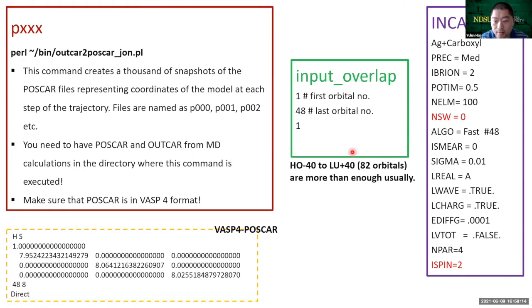Basically, typically we just use HOMO minus 40 to LUMO plus 40. So that is in total 82 orbitals. This is more than enough for the future coupling calculations. And for the INCAR, I guess we just need to add a tag, ISPIN equal to 2. And just remember we are doing single point calculations. So NSW equal to 0.